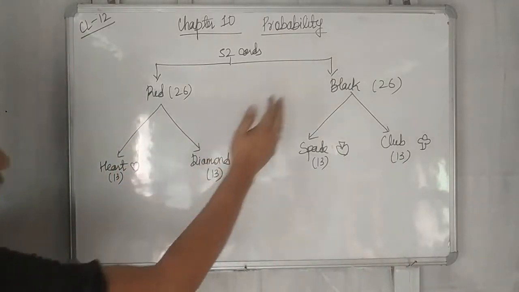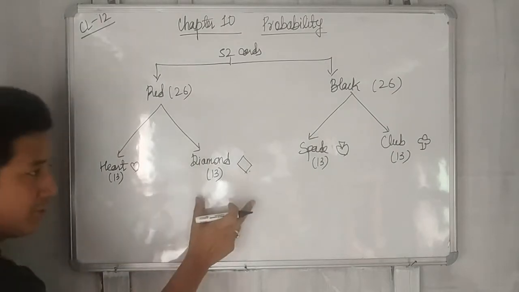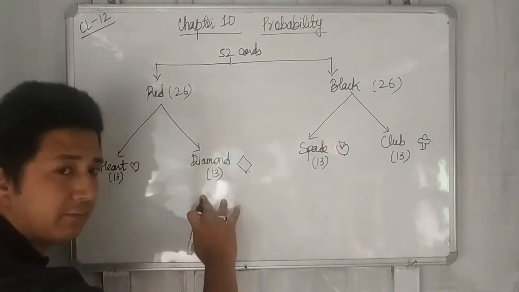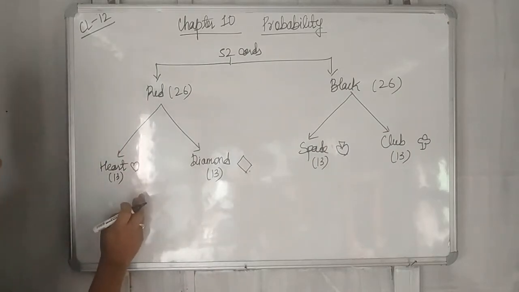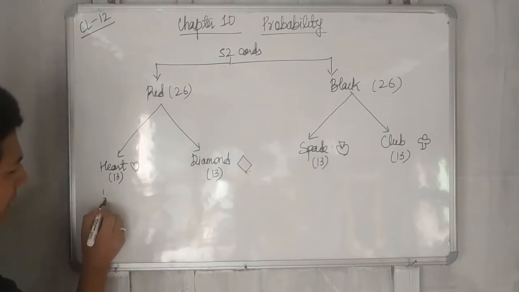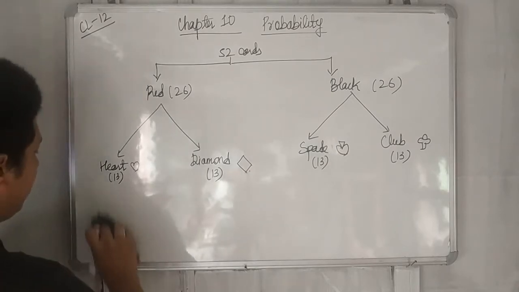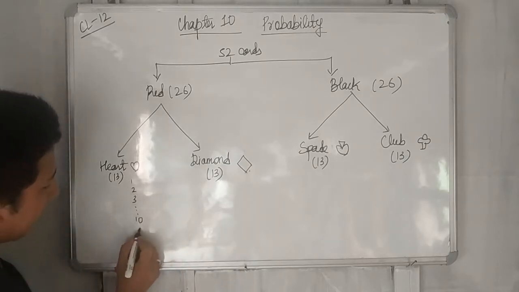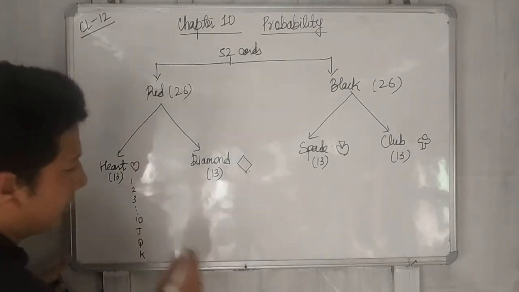Okay. Now each of these suits has numbers from 1 to 10: 1, 2, 3, 4, 5, 6, 7, 8, 9, 10. Similarly for the others. And they have J, Q and K. So if I write, there will be 1, 2, 3 going till 10, and then we have J, Q, K. Similarly for the others.